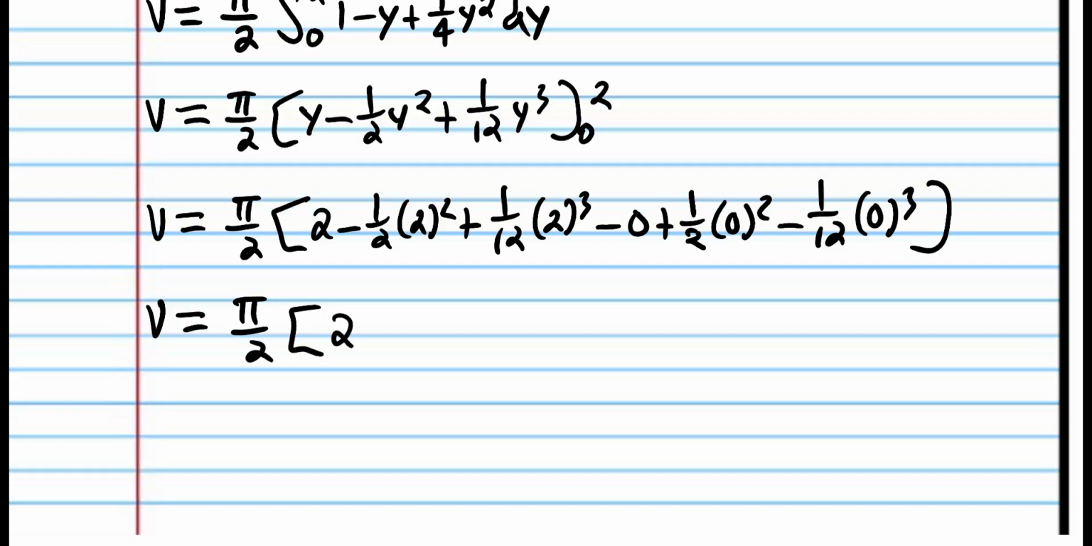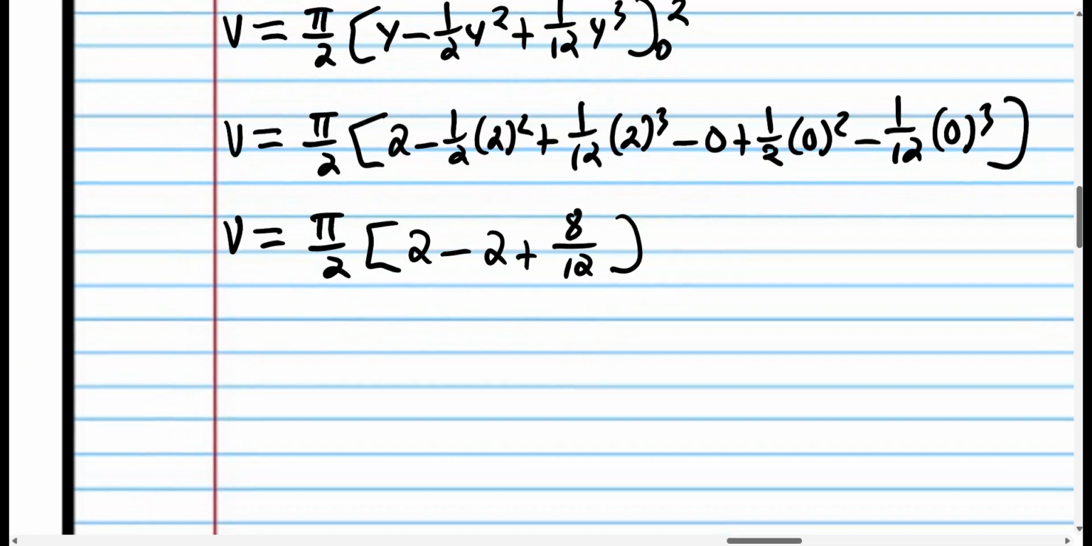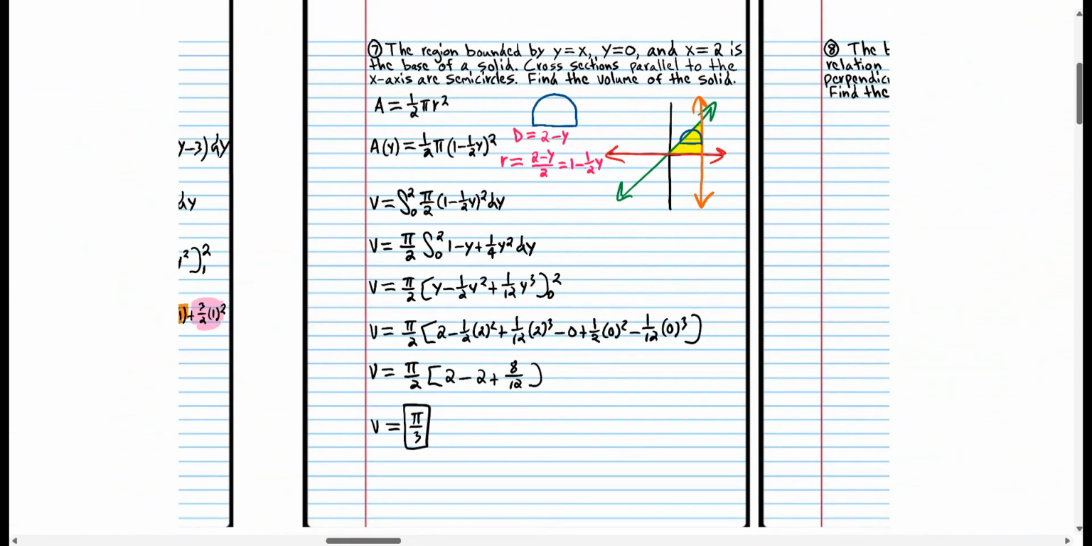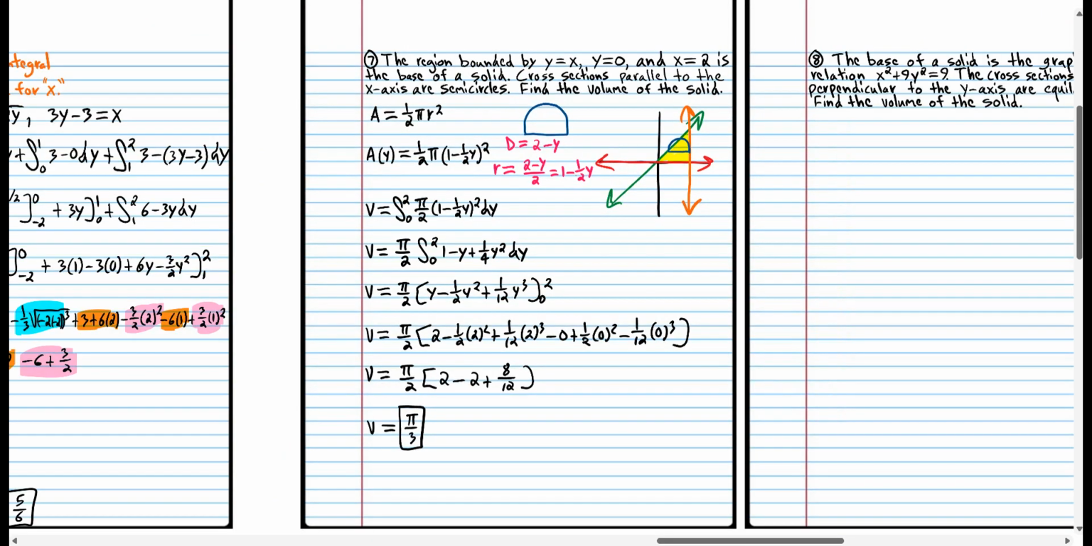So looks like we have 2 minus 2 plus 8/12. And all that stuff becomes 0, obviously. And these cancel out. 8/12 becomes 2/3. And 2/3 times pi over 2 is pi over 3. So there you go. So that was, we had to use a dy integral there.